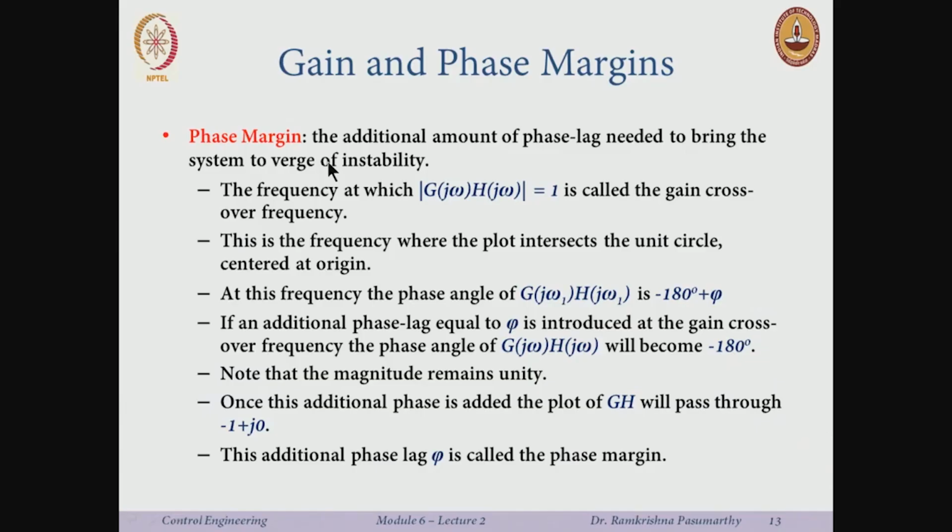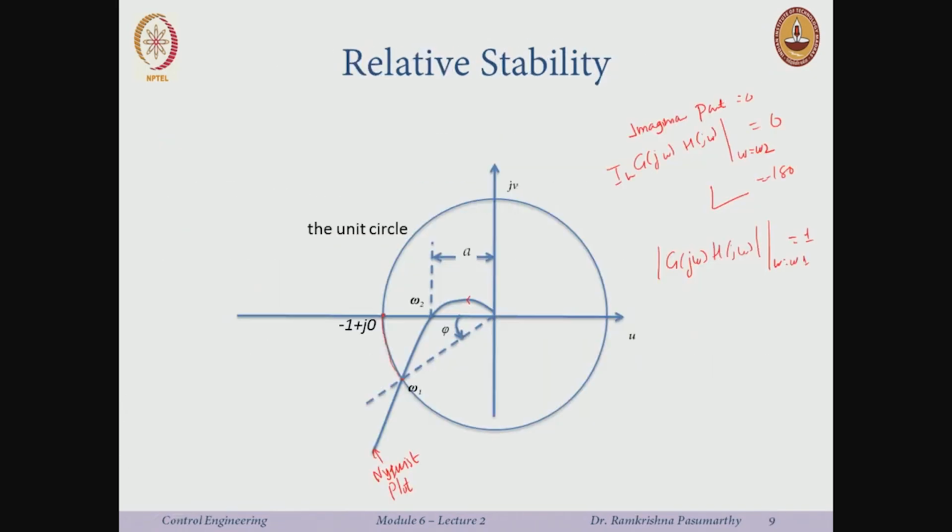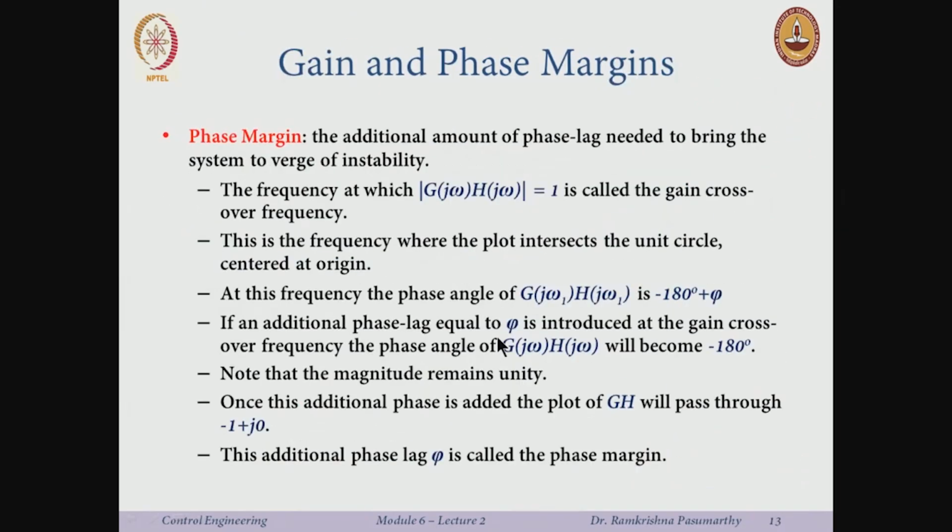First, we are interested, let's revisit the picture again for a while. What we are interested in again is here, this intersection, this point I call omega 1. What is this omega 1? The point at which the magnitude becomes 1. So the frequency at which the magnitude of G(j omega) H(j omega) equals 1 is called the gain crossover frequency.